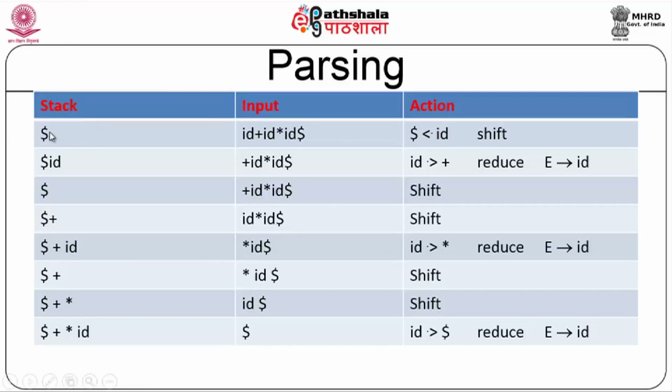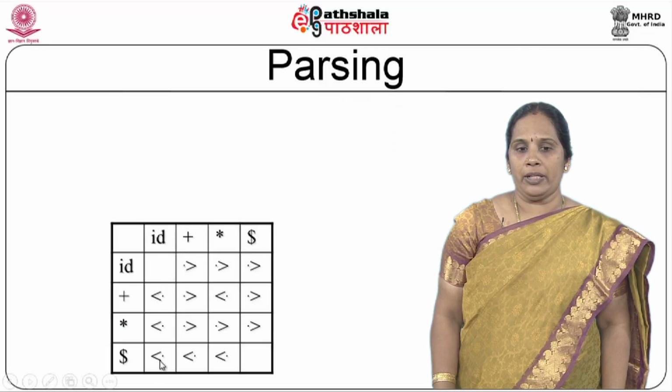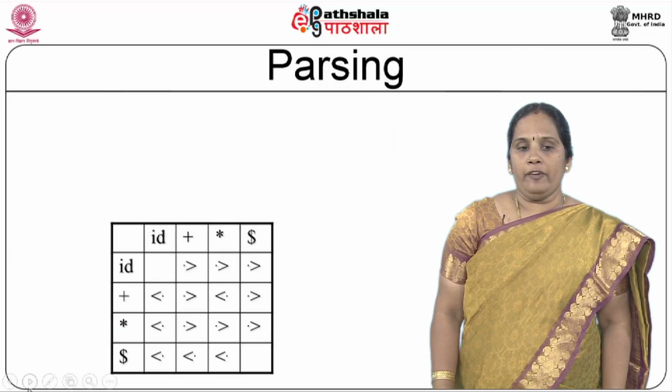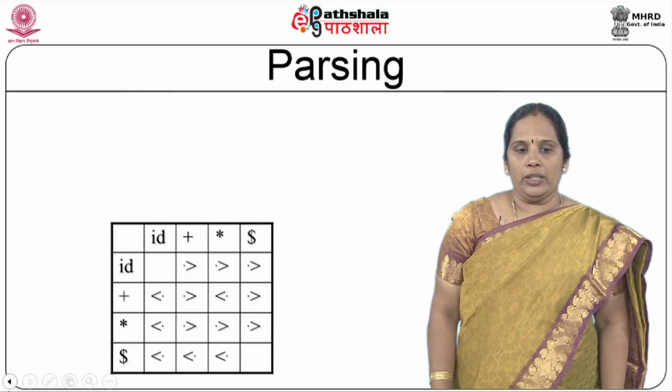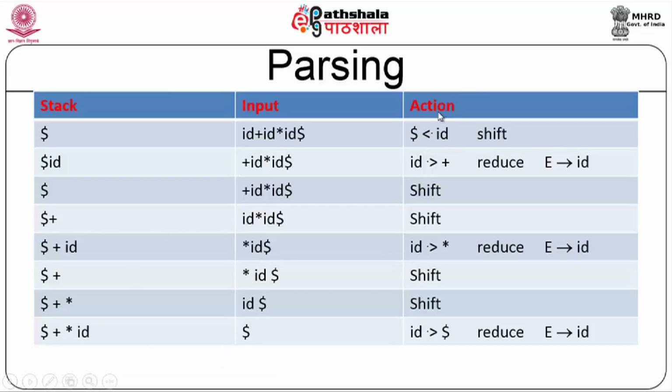So, again I am comparing dollar and ID. You can see that dollar has lesser precedence than ID. Therefore, I shift ID onto the stack. That is what is indicated here as the action. Then I am comparing ID and plus. ID has greater precedence over plus, therefore I have to reduce this by E produces ID.